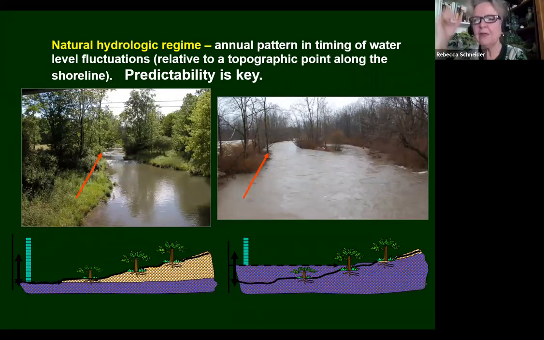This is the key part about that. Once you have a hydrograph, you begin to look at what the long-term patterns of water are in the stream. And what we have figured out is that there are natural hydrologic regimes for every river in the world. The natural hydrologic regime is the annual pattern in the timing of water level fluctuations relative to some point on the shoreline. In this photo, you can see on the left side, the water relatively shallow during the summer, and at the exact same location, during snow melt in the spring, that site gets flooded. The predictability of these natural rises and falls is the key point.